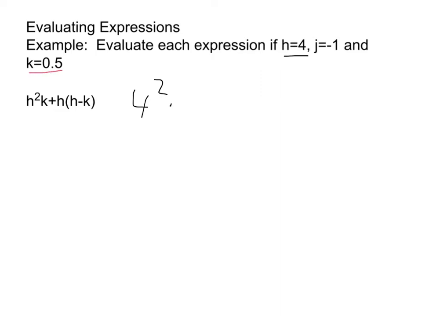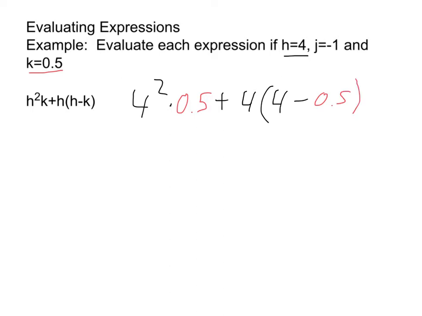So k is 0.5, so I'm going to do 0.5, and then we'll do plus h again is 4, and then times the quantity, 4 minus k is 0.5.